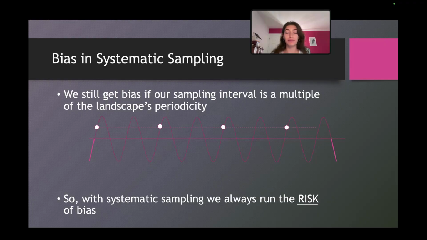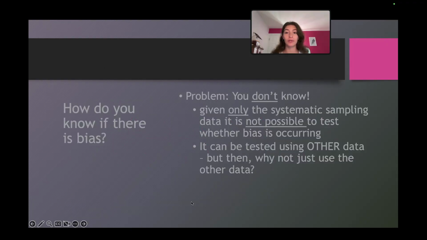So, with systematic sampling, there's always a risk of bias, and this is something to keep in mind. It's not a wrong way of sampling, but there is a high risk of bias. So how do you know if the bias is there? You probably won't. Given only systematic sampling, it's not possible to test whether bias has occurred. It can be tested using other data, but then why not just use that other data?